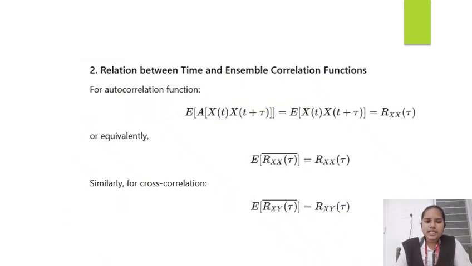Second one here, relation between time and ensemble correlation functions. For autocorrelation function, E[A[x(t) x(t+tau)]] equals E[x(t) x(t+tau)] equals Rxx(tau), or equivalently E[Rxx(tau) bar] equals Rxx(tau). Similarly, for cross correlation, E[Rxy(tau) bar] equals Rxy(tau). Here bar represents the time average.